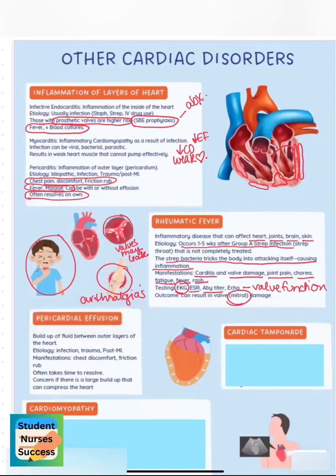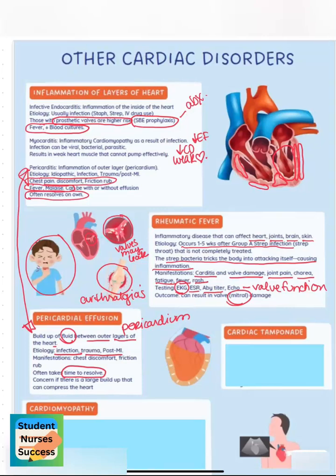Now let's talk about pericardial effusion. Pericardial effusion is a buildup of fluid between the outer layers of the heart, or the pericardium. This can result from infection, trauma, post-MI. It's very, very similar to pericarditis. Pericarditis actually is just inflammation, whereas pericardial effusion is the inflammation along with the buildup of the fluid. That fluid can take some time to resolve. Usually, if it's not too much, it'll just absorb back into the system.